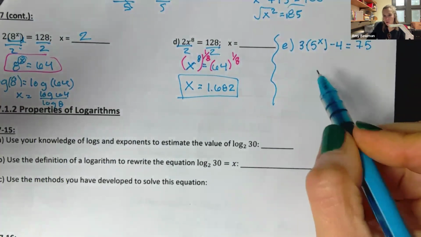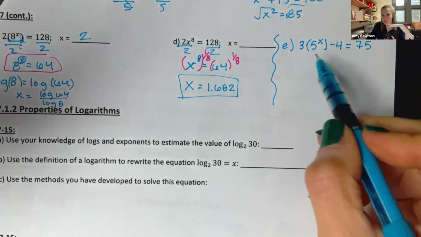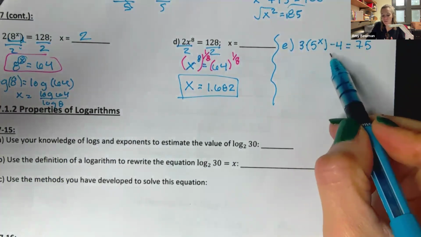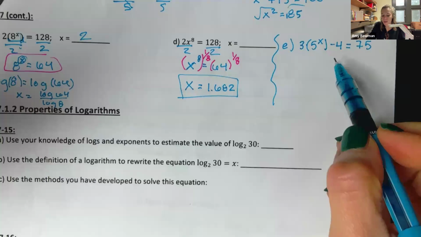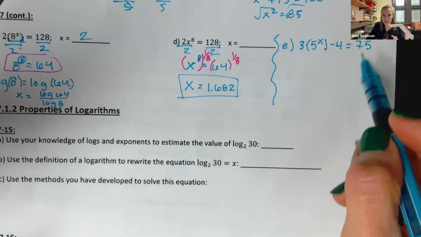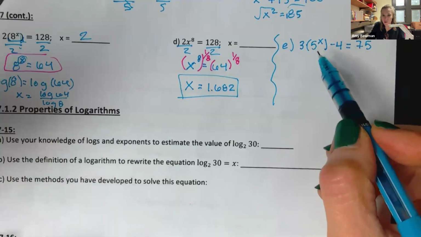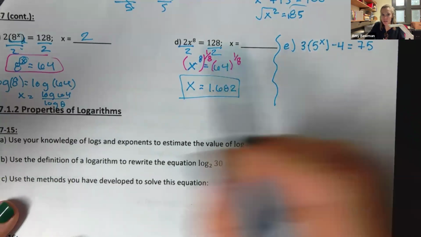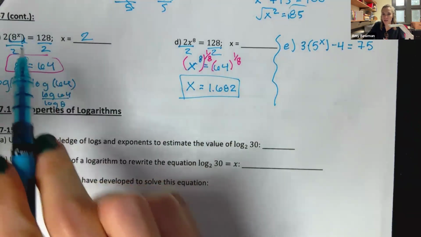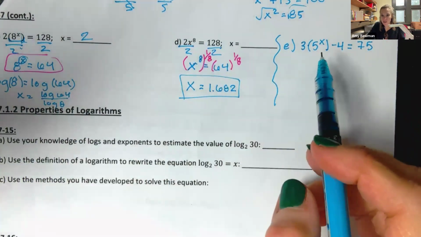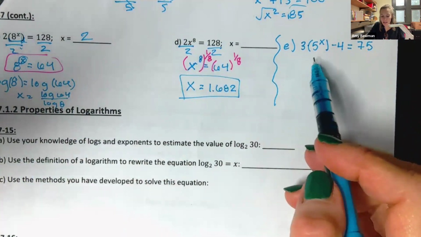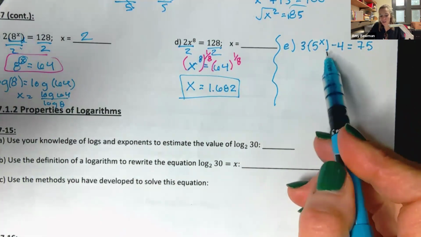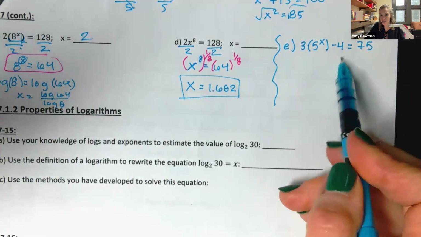We have a lot going on here. I wanted one that had more than just a base raised to a power. So we have 3 times 5 raised to the x minus 4 equals 75. First, we take a step back and look: what am I solving for and where is it? I'm solving for x. It is stuck in the exponent, just like it was up here. That means we're going to use logs eventually, not right away. I cannot take the log of both sides until I isolate that exponential piece. So I have to undo these other 2 operations that are happening.